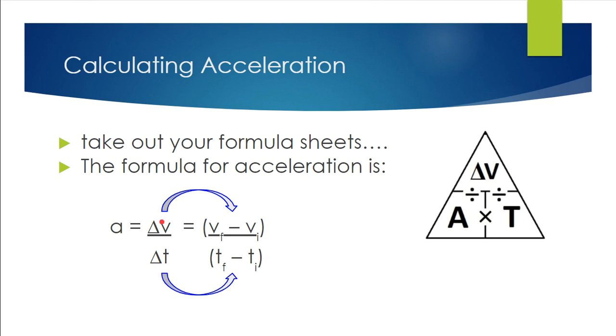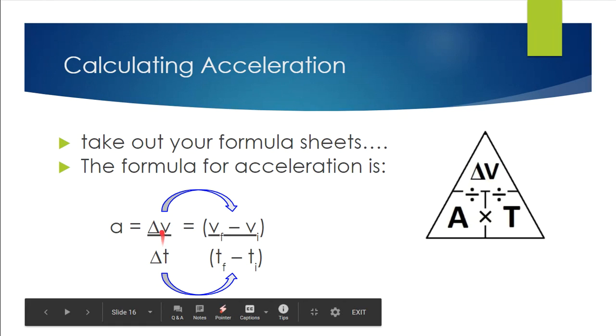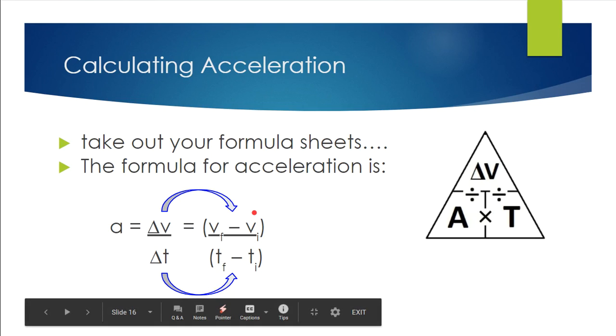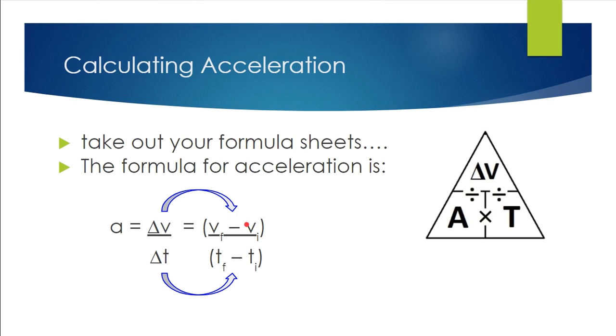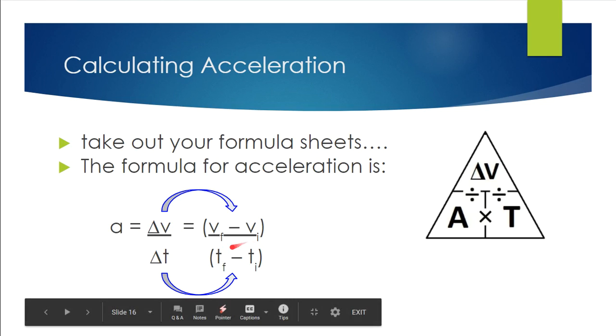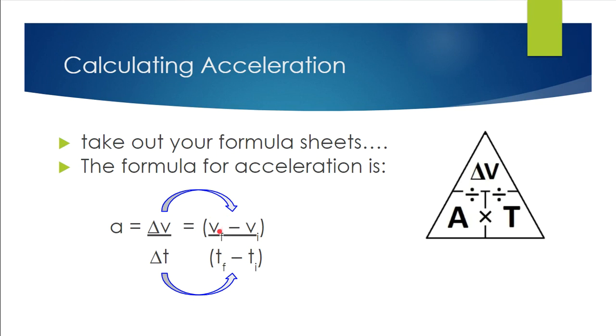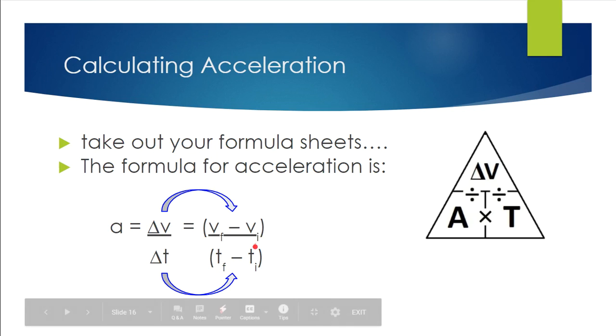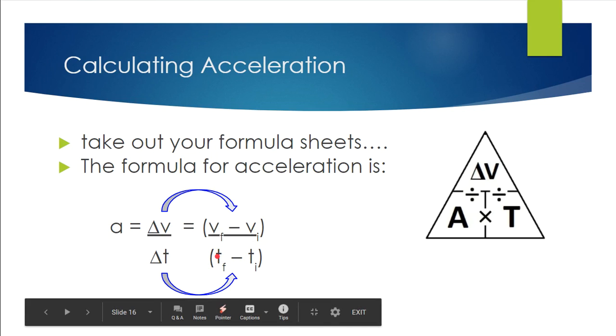Acceleration is equal to delta V over delta T, or a change in velocity over a change in time. What does that look like? It's written a couple of different ways you'll find by different teachers, but it's your velocity final minus your velocity initial over your time final minus your time initial. Sometimes this will be written as V2, or the second velocity, minus V1 over T2 minus T1.